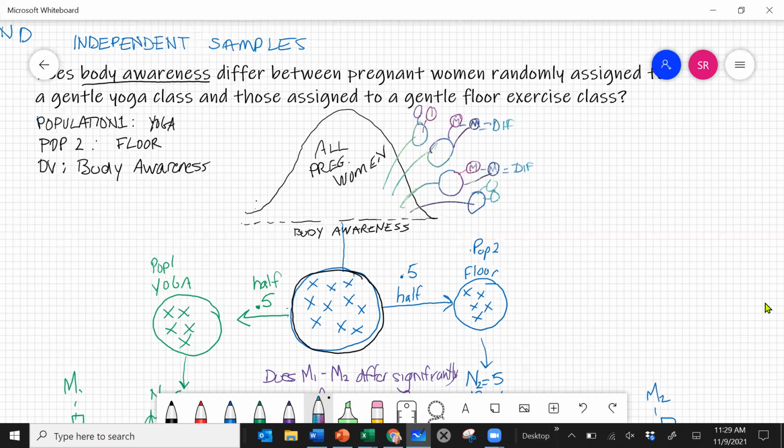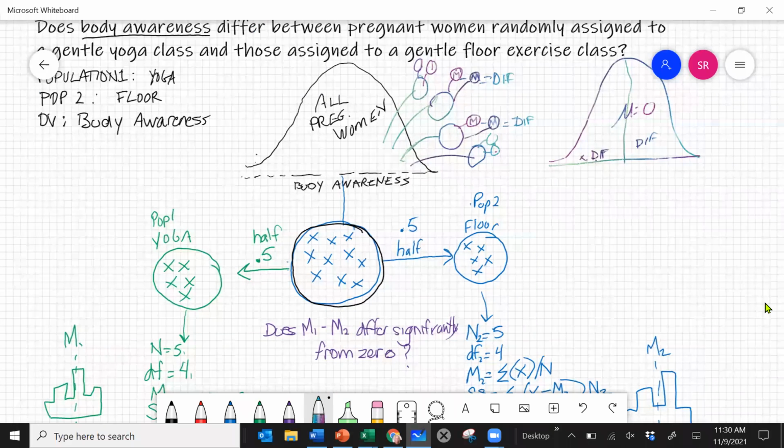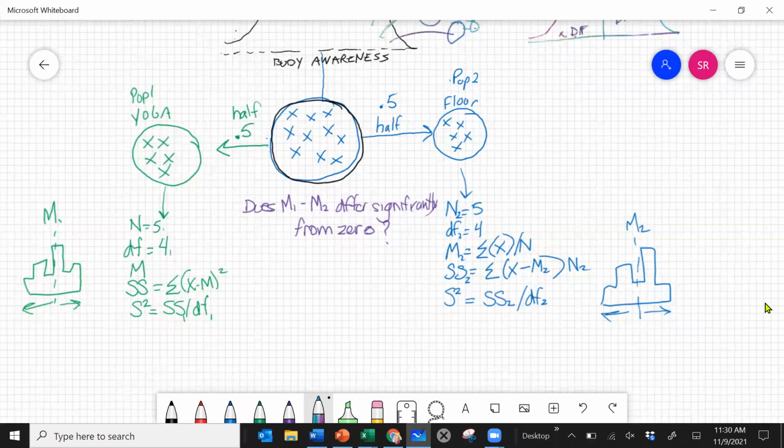And if we did this hundreds of times and plotted all of the different scores, we would get a distribution that has a mean of 0. Because in some cases, the body awareness of the first group would be higher than that of the second group. In some cases, the body awareness of the first group would be lower than that of the second group. So if you plotted all of those mean differences, you would get a normally shaped distribution with a mean of zero. And so that's the comparison distribution. It is the distribution of difference scores that have a mean of zero. So this is our question. We have to do a little bit of a process to get the answer to it. What we're going to actually do then is take that hypothetical distribution of difference scores that has a mean of zero.